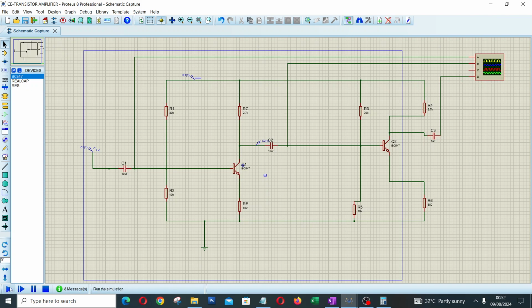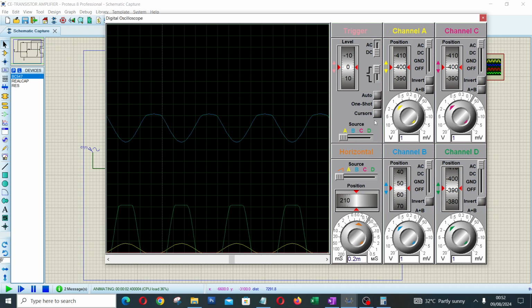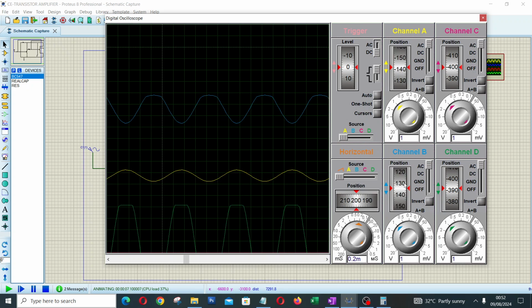So we can simulate now. Let's simulate and take a shot. So how many waveforms do we now have on the screen? We now have 3 different waveforms on the screen.